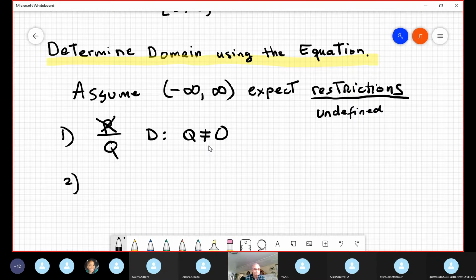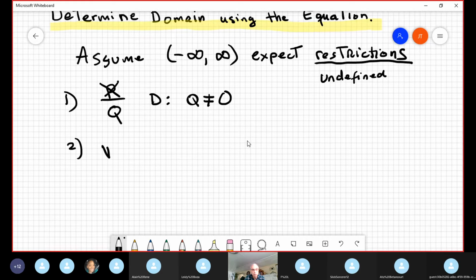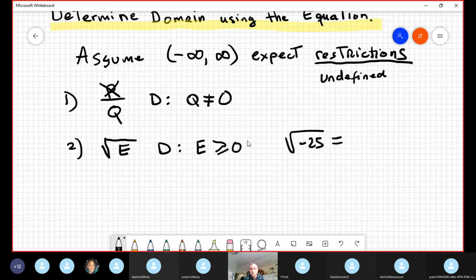Restriction number two is when you have a square root of any expression. The domain is when this expression E, without the root, I remove the root mentally, is greater than or equal to zero. Because if it is the square root of a negative number, you know that it is imaginary. And imaginary, guys, is totally out of the domain, because the supposition is all real numbers.